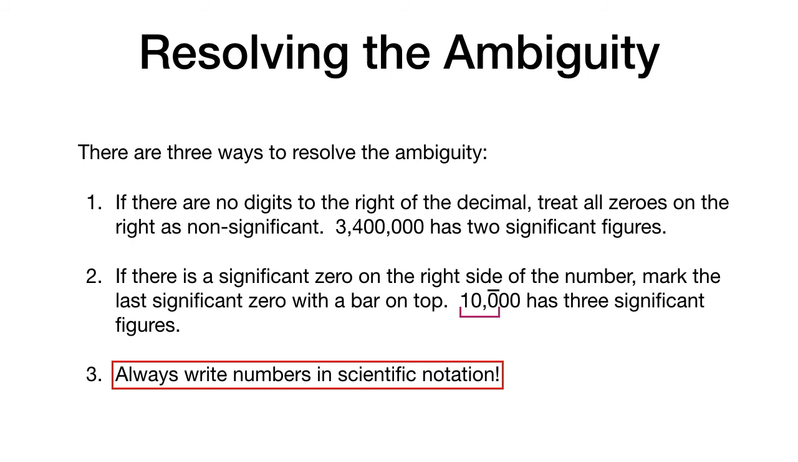So the first way is that if there are no digits to the right of the decimal, then we're going to treat all the zeros on the right between the last non-zero digit and the decimal as non-significant. Therefore, if you take the number 3,400,000, that has two significant figures because we're going to treat all of those zeros between the 4 and the end of the number as non-significant digits. The way that the physics book does it is that if there is a significant zero on the right side of the number, it will mark where the significance ends with a bar on the top. So you see the number there, it has three significant figures. So my preference, though, is to always write numbers in scientific notation. In that case, there's no ambiguity to resolve.